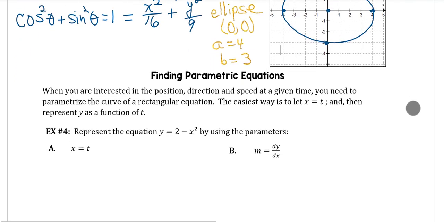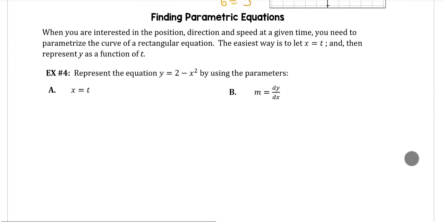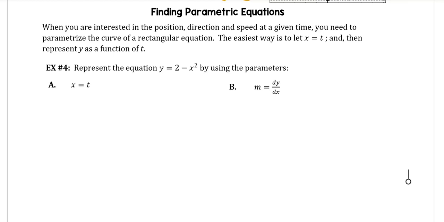Okay, so sometimes we have to find a parametric equation. So if you want position, direction, speed, it's easiest to make a parametric equation, because we've been talking a lot in this class about x traveling in one direction, the horizontal direction. So it'd be really great if we just had an x of t equation separate from a y and x equation. So we have the equation y equals 2 minus x squared, and we're given a parameter in each part. And we want to create the parametric equations that go with that.